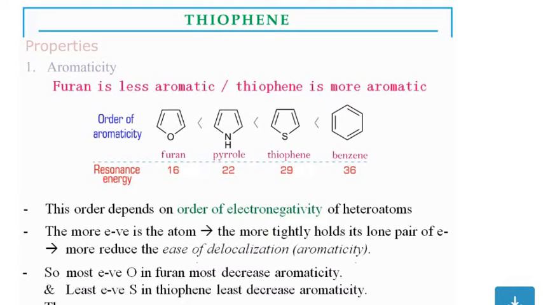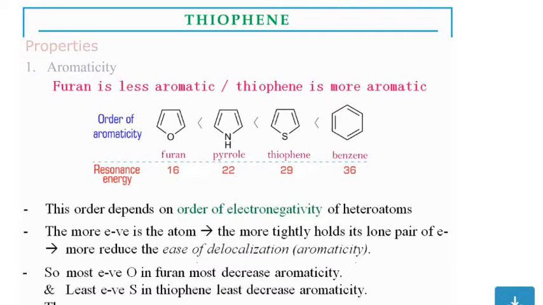Now you can see furan is less aromatic and thiophene is more aromatic, and this is the order of aromaticity: benzene greater, then thiophene, then pyrrole, and then furan. For resonance energy, you can see only 16 in the case of furan, 22 for pyrrole, 29 for thiophene, and 39 for benzene.